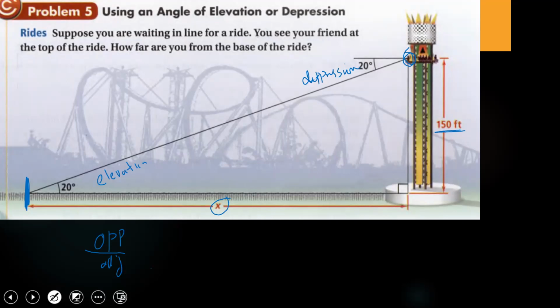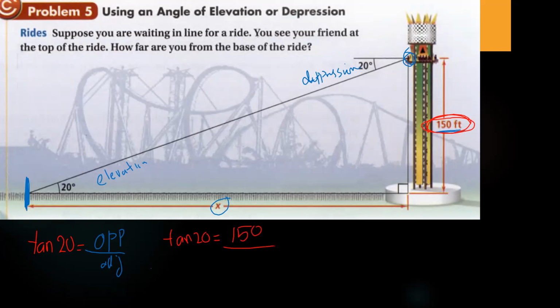Tan. Tan, bravo. Yes, tan. So I will use tan. Then I will say tan 20 is, what is the opposite of the angle 20? 150. The opposite is 150. Where's the adjacent? It is x. Bravo. x.